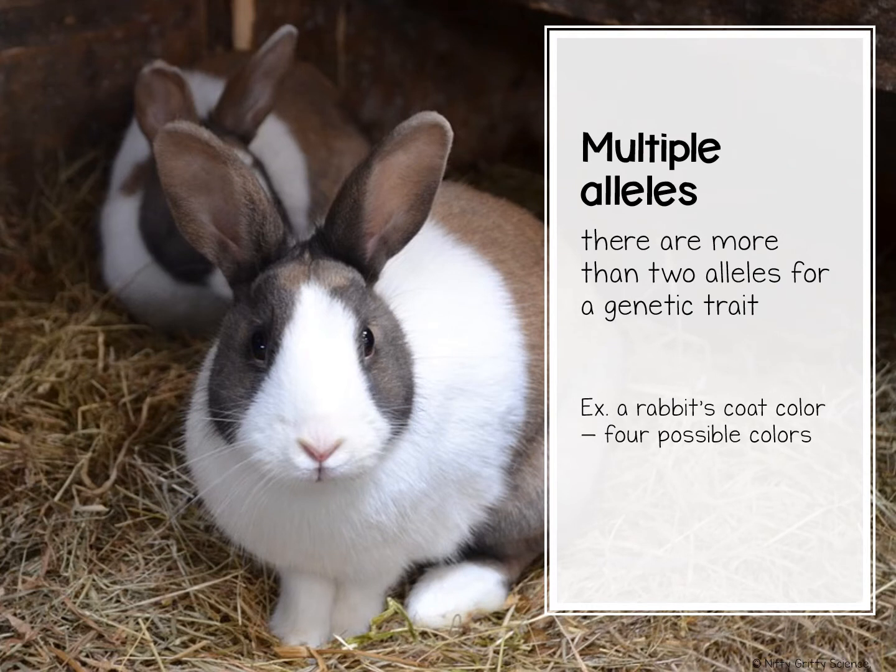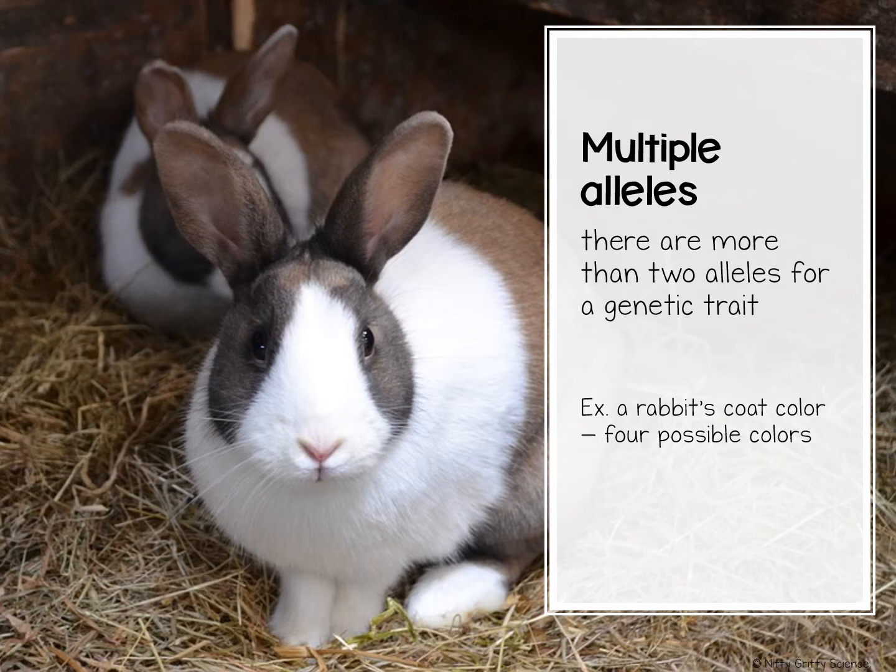Some traits are controlled by a single gene that has more than two alleles. Such a gene is said to have multiple alleles, which is three or more forms of a gene that code for a single trait. Even though a gene may have multiple alleles, an organism can only carry two of those alleles. This is because chromosomes exist in pairs, and each chromosome in a pair carries only one allele for each gene. An example is this rabbit's coat color, which has four possible colors. However, as you can see, the colors that are represented are brown and white.